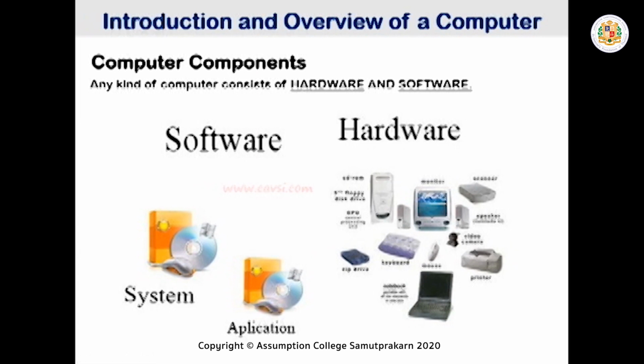Next, we have the two main components of the computer. Any kind of computer consists of hardware and software. For the software, we have two types: the system software and the application software. The system software is responsible for the overall function of the computer, such as when your computer boots, the settings, the system utilities, and many more. The application software are the programs that you use for your own purposes. Next, we have the hardware. These are all the parts of the computer that you can see and touch using your hands, such as the monitor, the scanner, the printer, the mouse, and the keyboard.